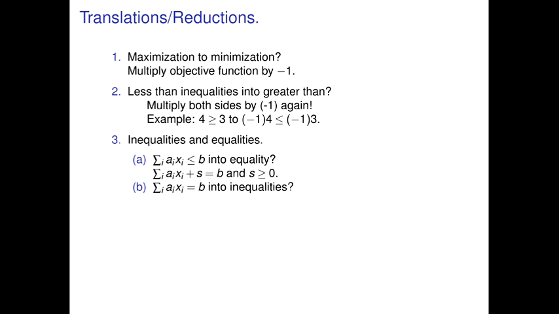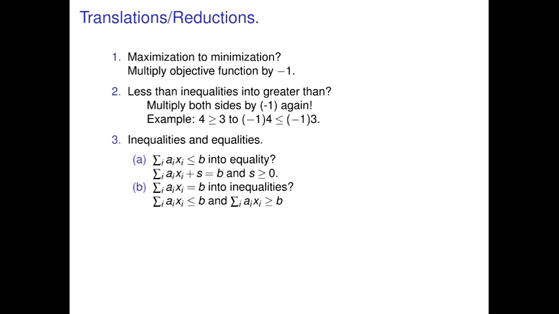If I'm at least as big as you, and at least as small as you, then I'm the same size as you. Does that make sense? So this sum should be at most b and at least b. If it's at most b and at least b, it must equal b. It's sort of a silly thing.